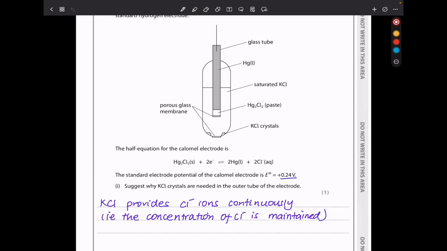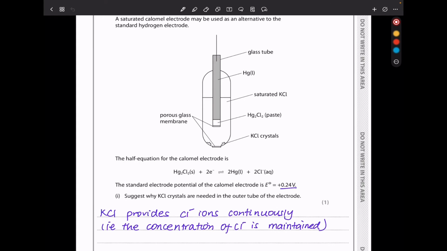These are required because, of course, potassium chloride will decompose fully, producing potassium ions and chlorides. So this is going to be required to provide chloride ions continuously in order to maintain the concentration of Cl-.